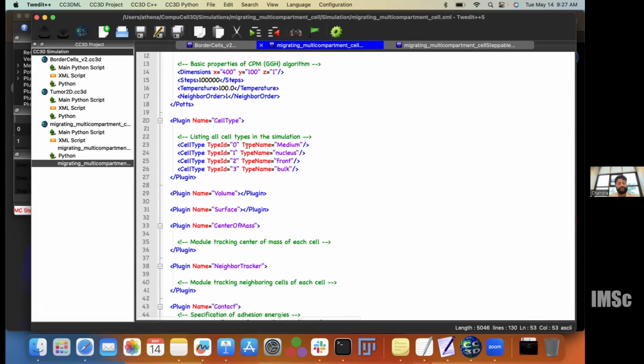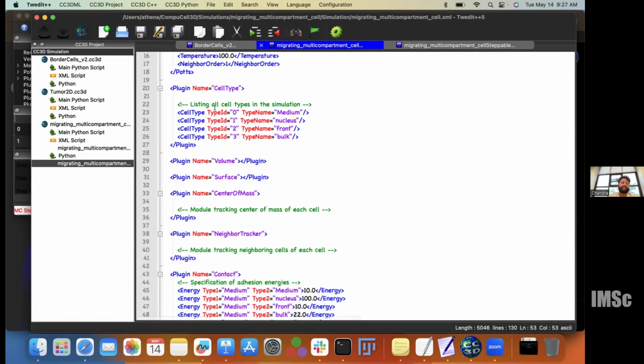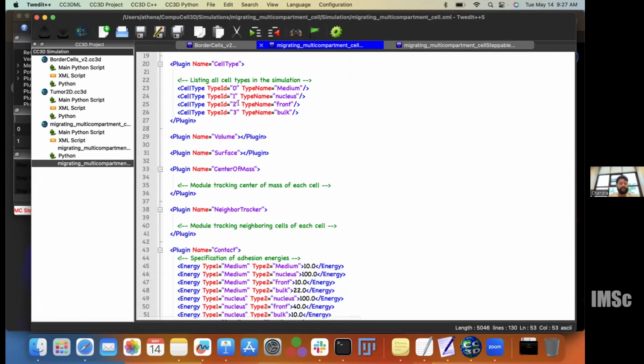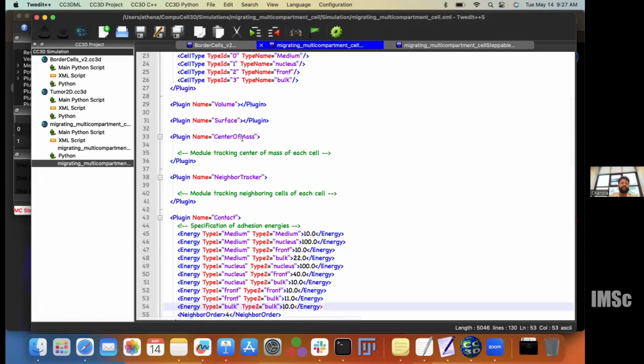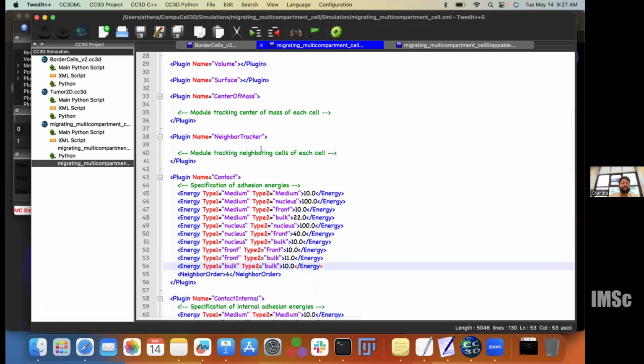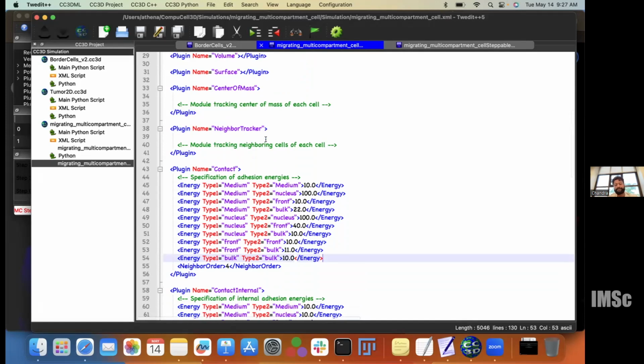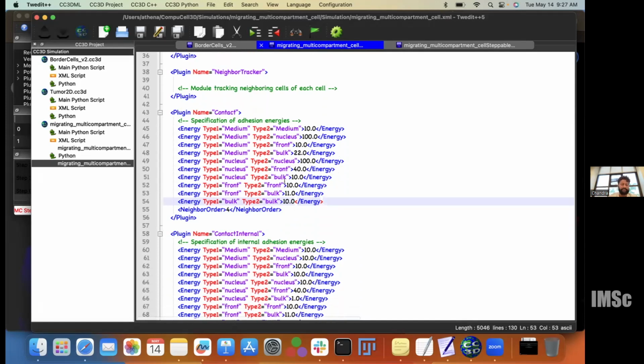Okay, cell type. There are 4 cell types. We're just giving IDs here so that you can refer to them. And this is the volume plugin, which I've used, where you impose the constraints, like the target volume and the strength of the constraint. Same way for the surface. This is something for the center of mass, because very often you want to keep track of where the center of mass of each cell is with time and so on. A neighbor tracker is another plugin that allows you to know at any point in time what the neighbors of each cell are.